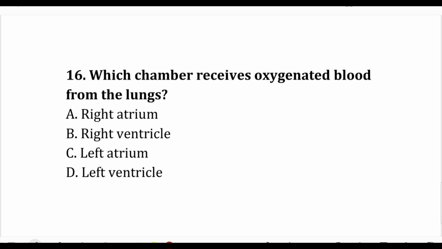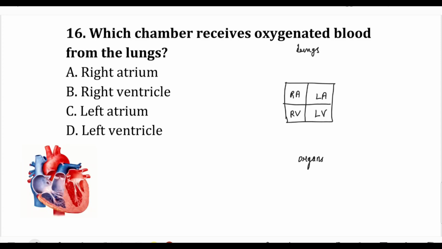Question number 16. Which chamber receives oxygenated blood from the lungs? A. Right atrium, B. Right ventricle, C. Left atrium, D. Left ventricle. To solve this question, first let's understand the circulation of blood. Deoxygenated blood from the body comes into the right atrium through the superior vena cava, which brings the blood from the upper part of the body, the inferior vena cava, which brings the blood from the lower part of the body, and the coronary sinus, which brings the blood from the heart itself.